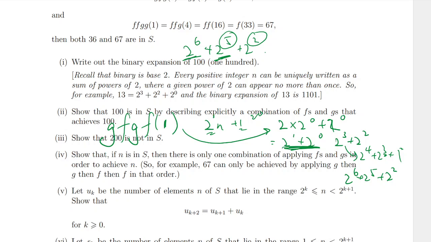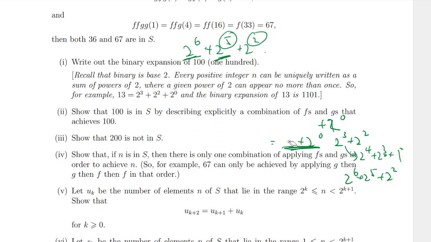Okay, part 3 then. Show that 200 is not an S. I suppose I should get rid of the writing before I do anything to make myself some space. Okay, show that 200 is not an S. What do I do?